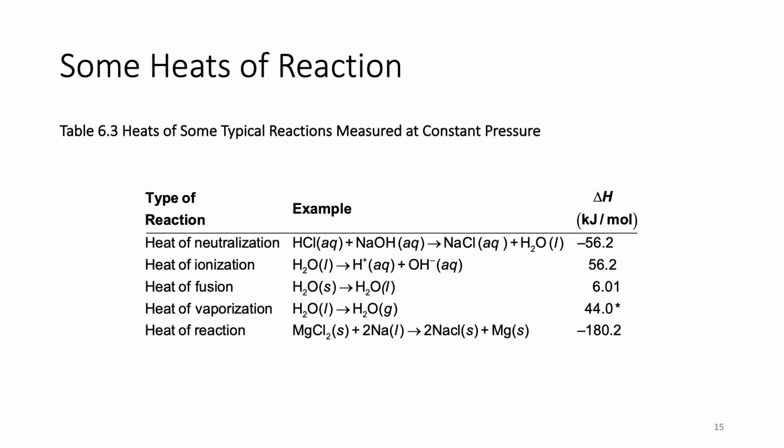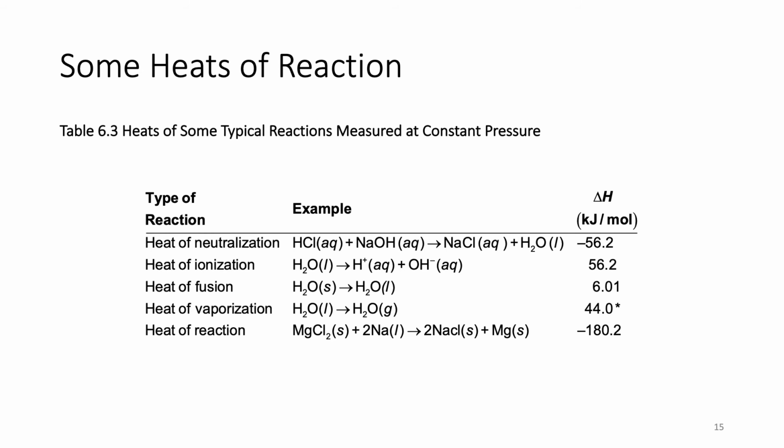These are going to be some of the heats of reactions that you may encounter. In lab, the reaction you're going to be trying to find out the delta H for is the heat of neutralization, in which you have an acid and a base forming sodium chloride and water in the liquid form. The value for that is going to be negative 56.2. That is the value you are shooting for in the lab.